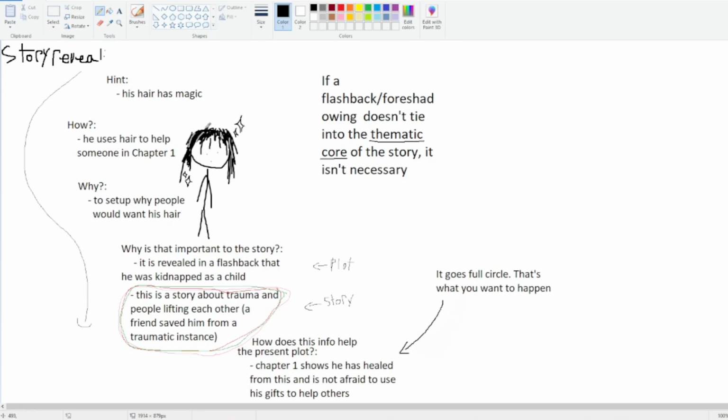Like for this character's hair, for instance. It originally was just a fun idea I had. What if his hair was magical? And then I was able to tie it into the core of the story, and then make sure the core of the story came back, and all that magical stuff.